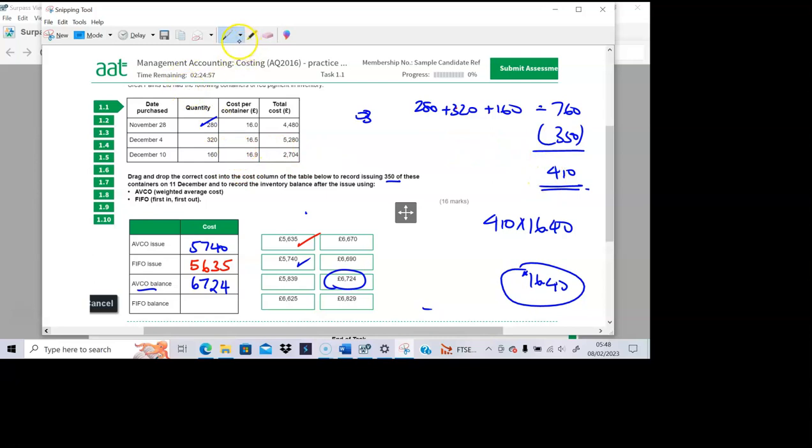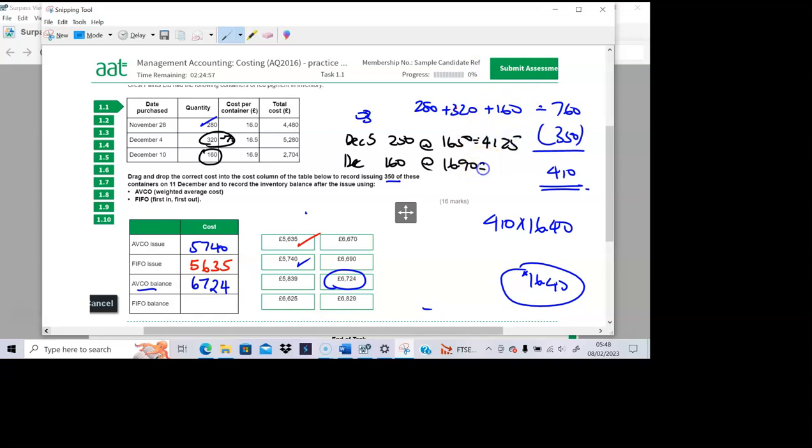If I'm using the FIFO method, I have these 160 left, definitely. And I only let go of 70 from this batch, so that's 320 minus 70, which is 250. So I have 250 from the December 5th batch, and I have 160 from the December 10th batch. That's £16.50 and £16.90. So I have 250 times £16.50.